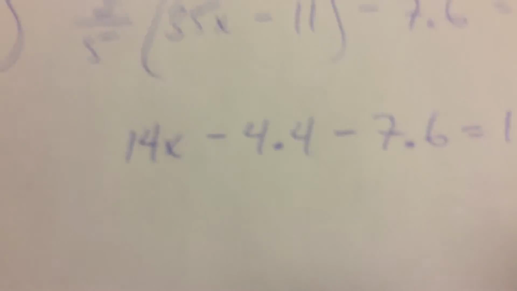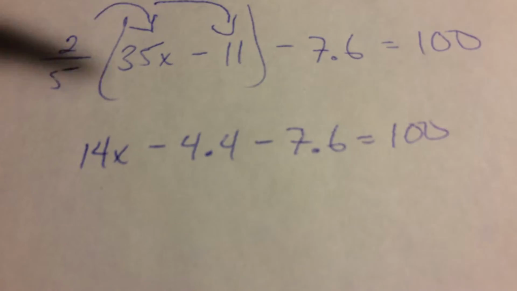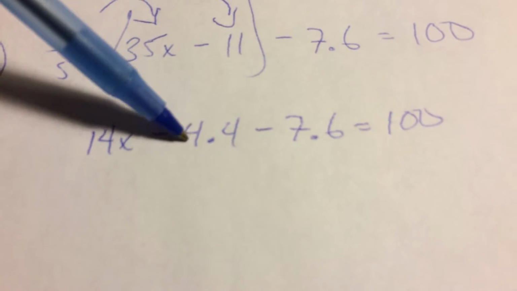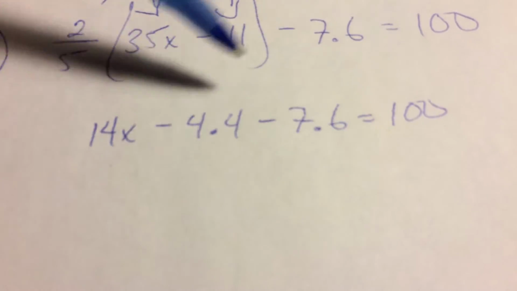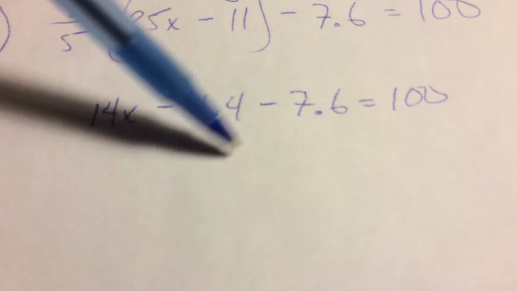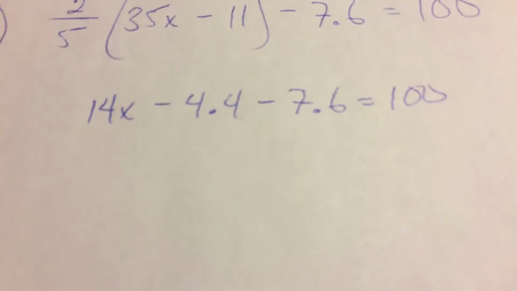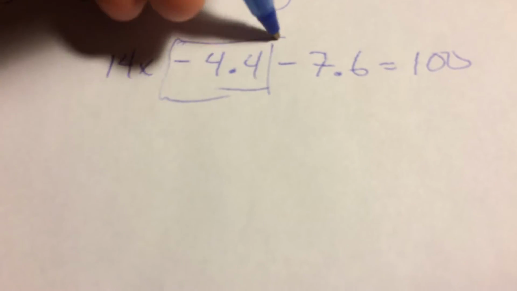Rewrite the rest of the problem. And let's see, so we could immediately start to use zero pairs on both sides of the equal sign. So I could add 4.4 to both sides, or I could add 7.6, but I'm going to go over combining like terms because it's something I think we need to get better at.